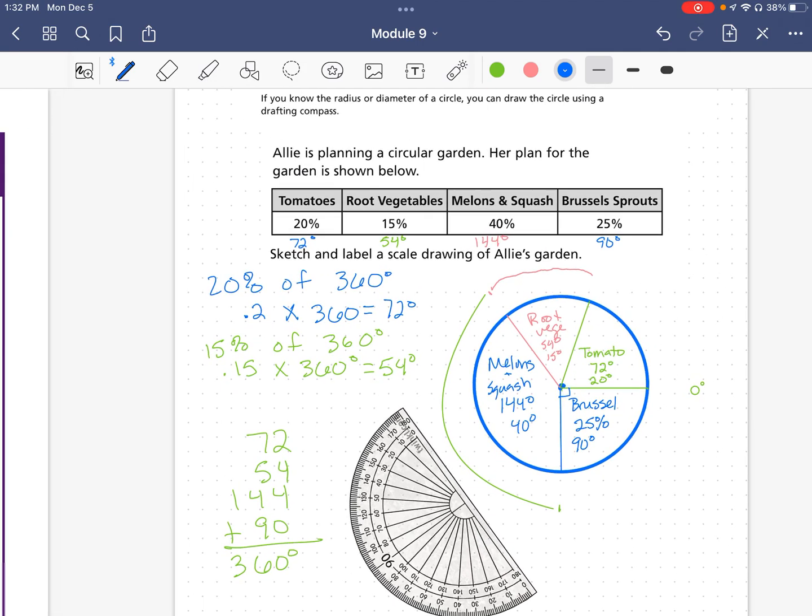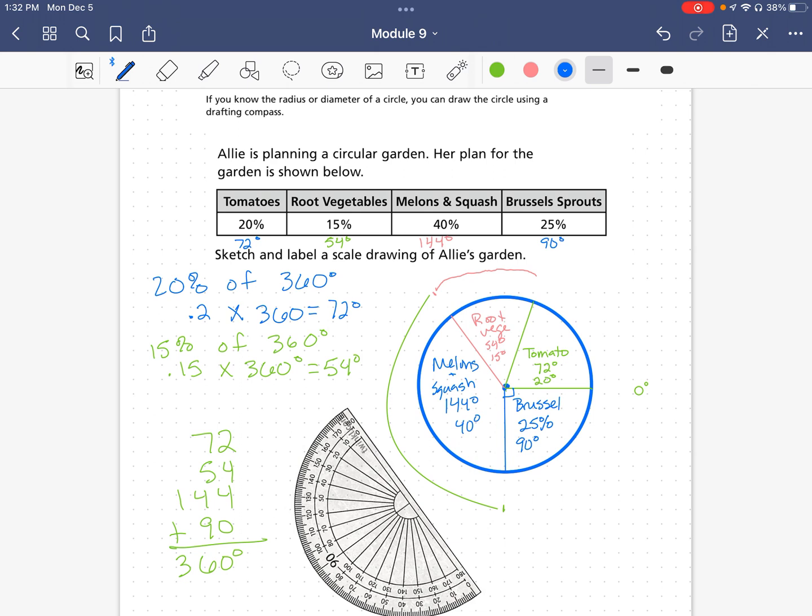All right, so when you have your problem, you always want to do that out of 360 degrees. So you do whatever that percent is times 360, and that's going to be how much it is for each section. To check your work, you need to add them all up, make sure they equal 360 degrees.